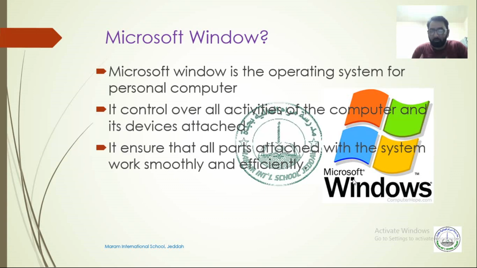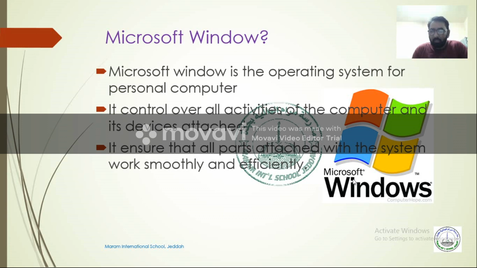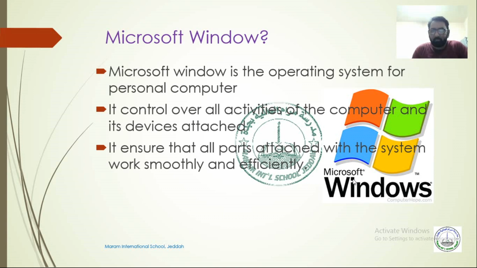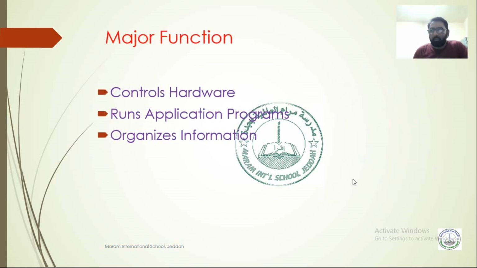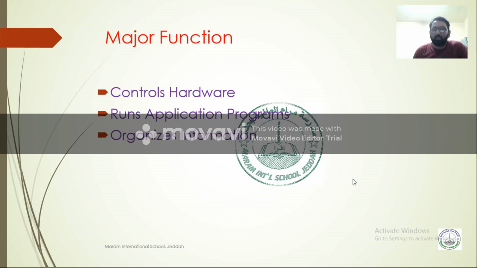Windows is basically a bridge. I will show you a diagram which will explain it more. It ensures that all parts attached to the system work smoothly and efficiently. When you start the computer, you can see different lights coming up with Windows, which means it is checking whether all the hardware is working properly. If any device is not functioning properly, it will give you an immediate message on the screen that this hardware is not working properly, so you can take action.